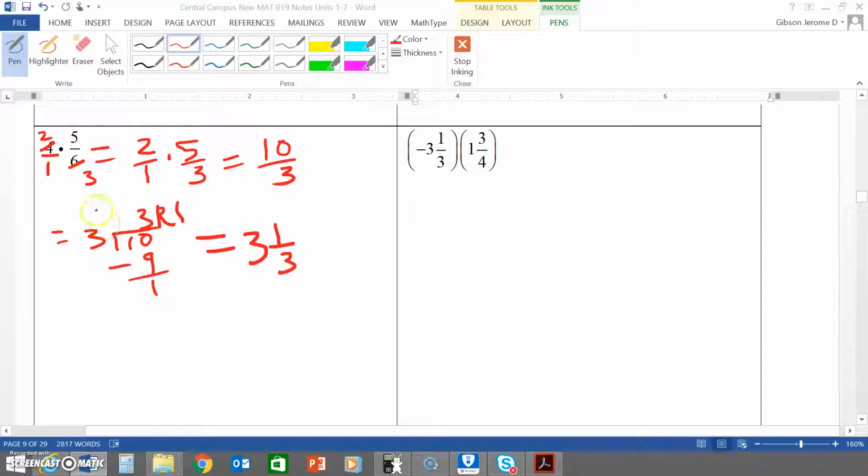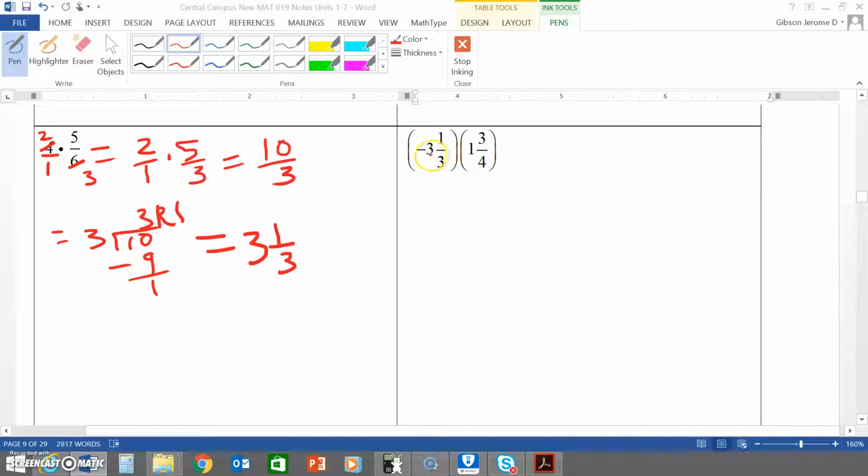Again, let me go over that. The number that you have before you do your remainder, that is your whole number. Okay, now, your remainder is the numerator of your fraction. Your denominator is the number you divided by.